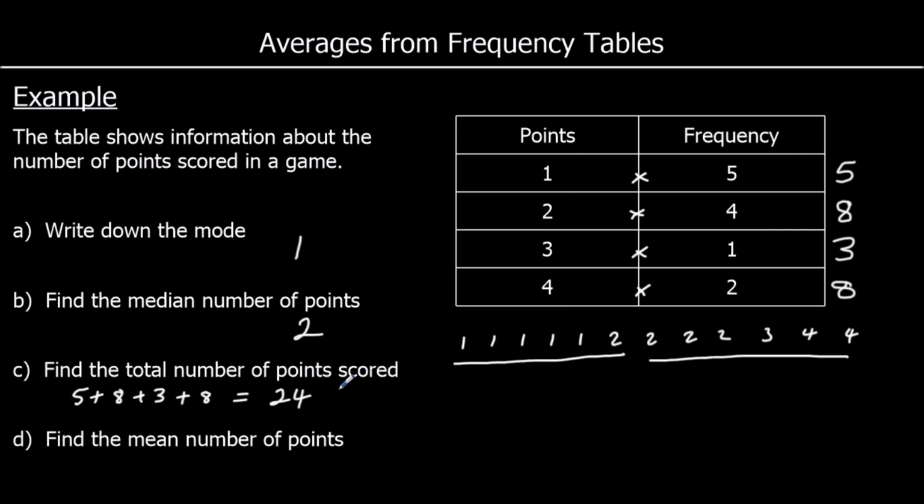Find the mean number of points. To find the mean, we add all the numbers up. So add all the numbers of points up, which is 24. And divide by how many numbers there are. Divide by the total frequency. And the total frequency is 12. There are 12 numbers. So 24 over 12 is 2. The mean is 2 points.